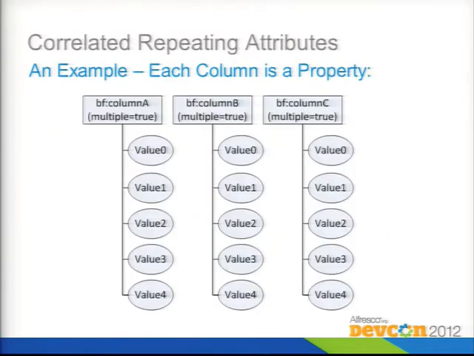So the next idea we had was, well, let's think about correlated repeating attributes. In our Alfresco model here, we have a property we've created, and we've allowed it to be multiple. And we basically have an array of values. So this is your columns in your spreadsheet, basically, in a table, and then the array positions are your rows. We'll just add up these values, and then we're going to correlate them by their position in the array as to what row they belong to.